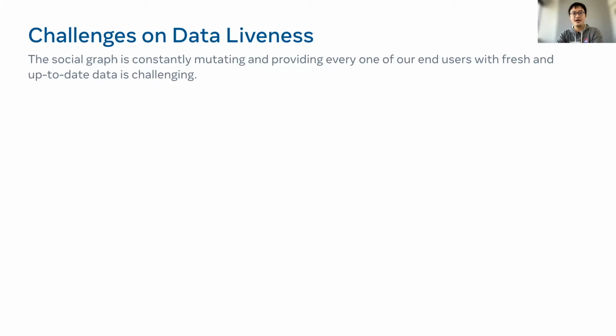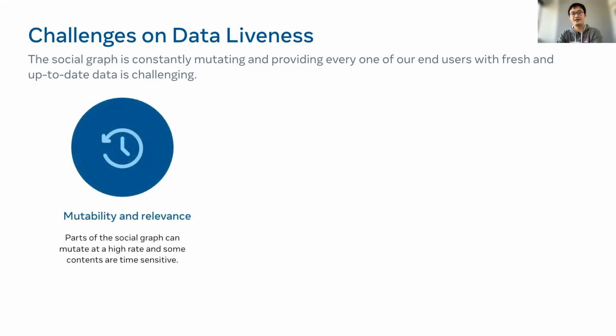While tau provides access to social graph data via simple point and range query APIs, it is pretty challenging to keep the view of data live and up to date on user devices because of the following reasons. Firstly, the social graph is constantly mutating, and some parts can be mutated at a high velocity. Some content is time sensitive and will become less engaging if delivered to a user with high latency.